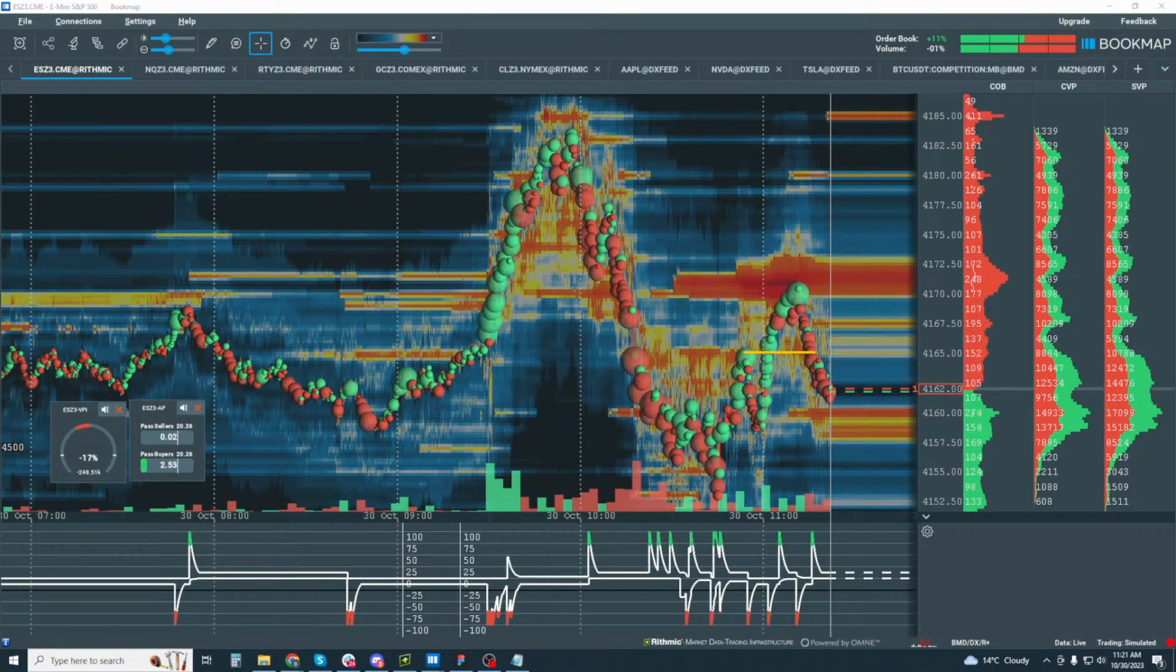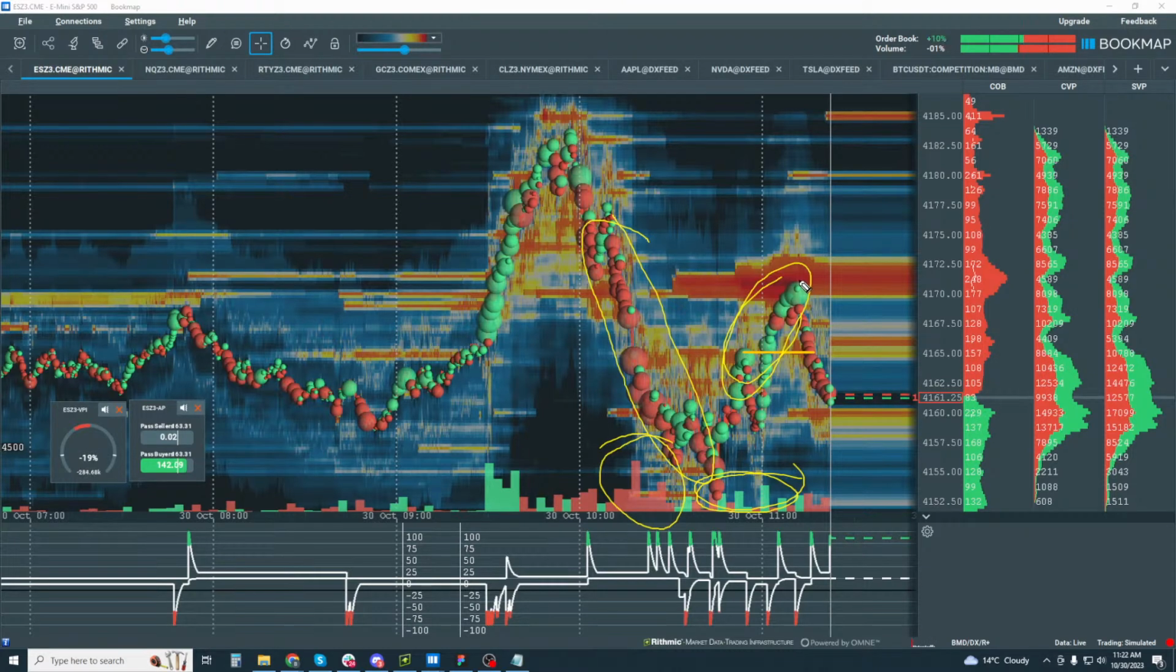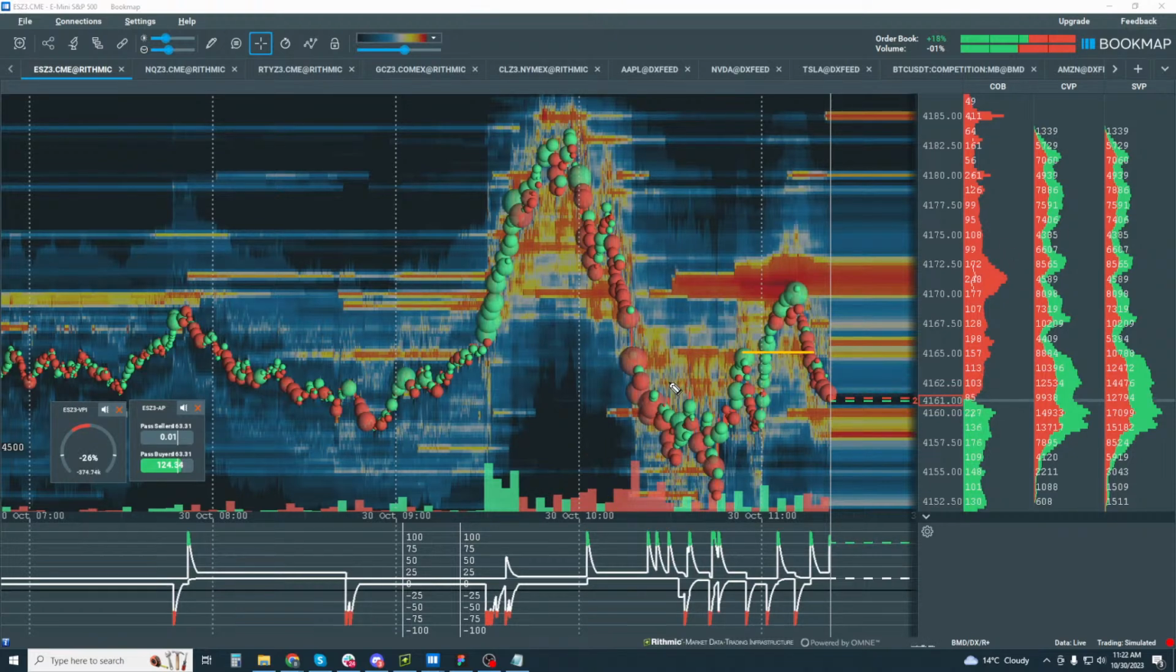Look at the selling in here. Okay, look at the buying in here. So this was a low volume pullback, kind of. It's not the lowest volume in here, but compared to all this selling in here, look at that. Right? So we have a lot more selling in here.